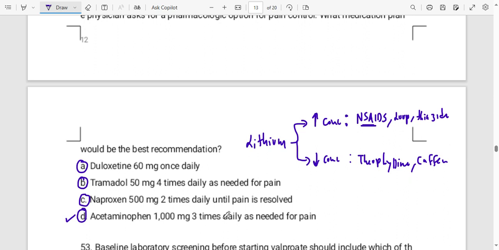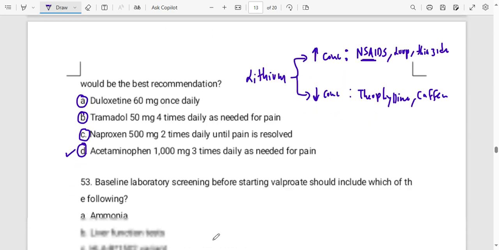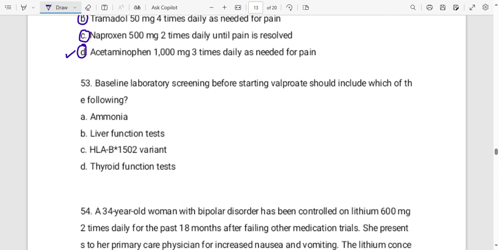Yes, Doc? Hope that is okay. Baseline laboratory screening before starting valproate. Yes, please.